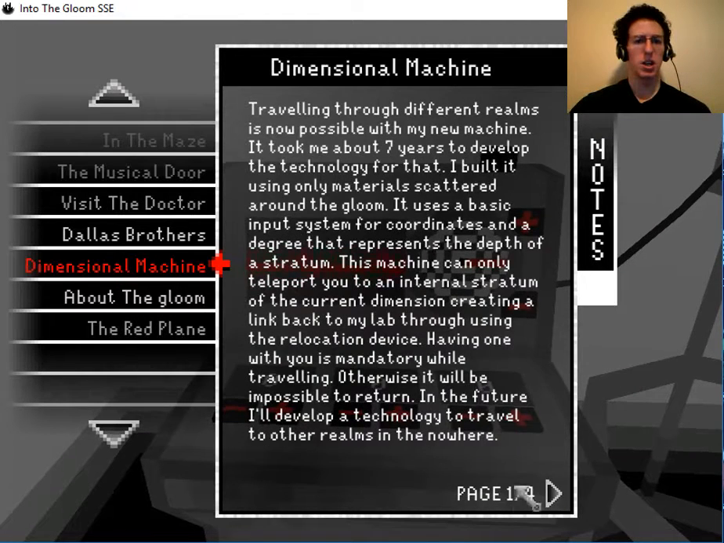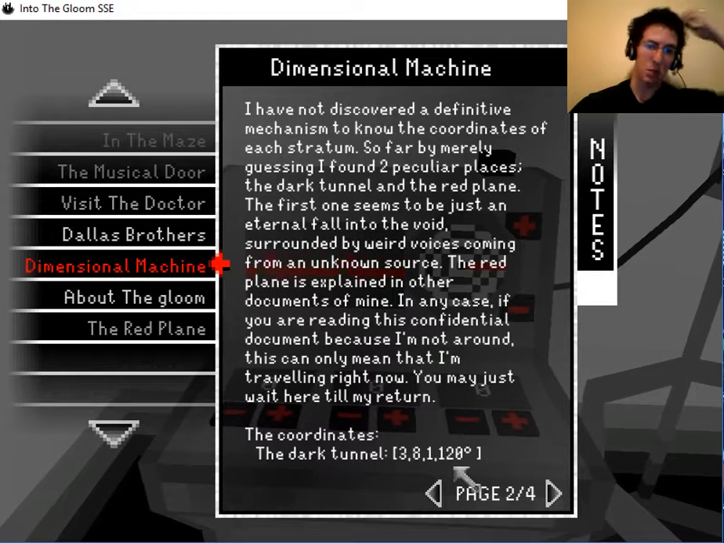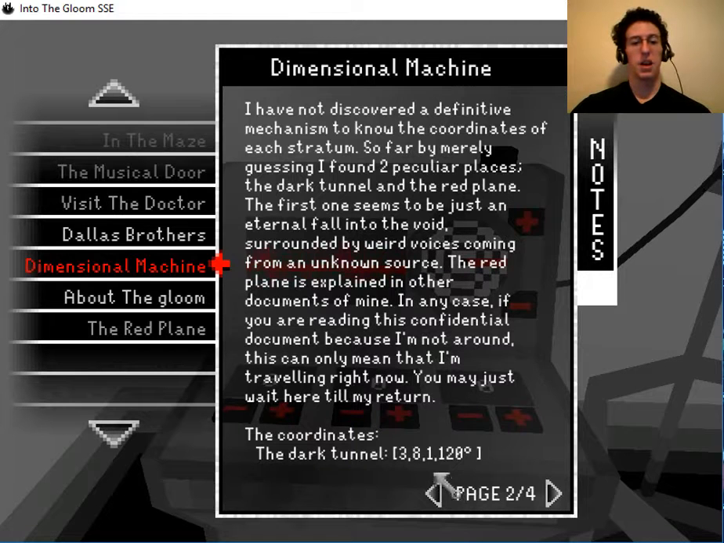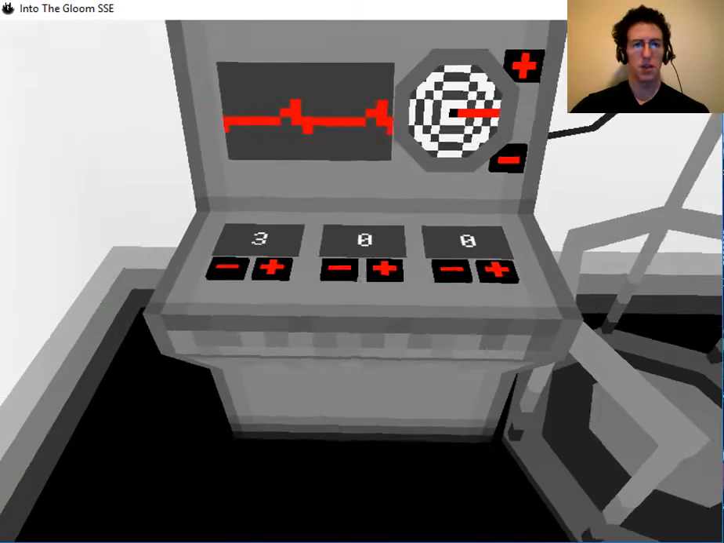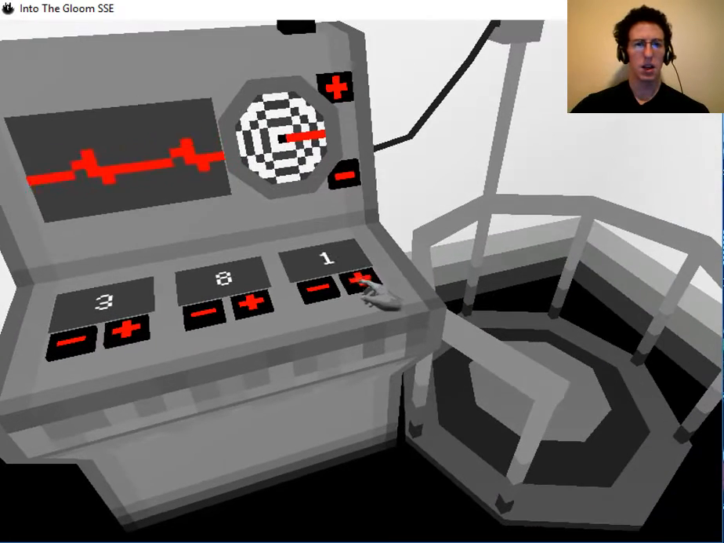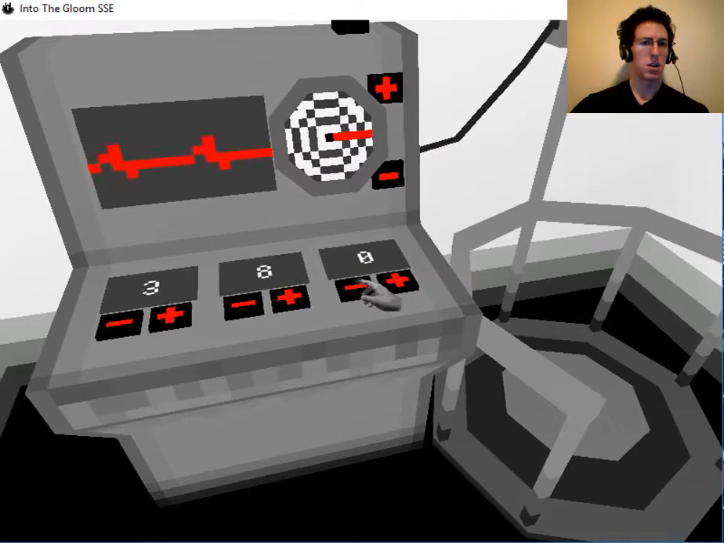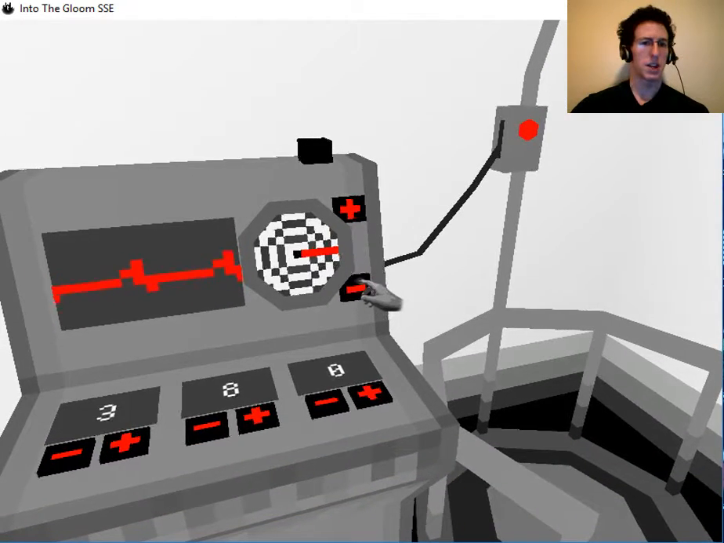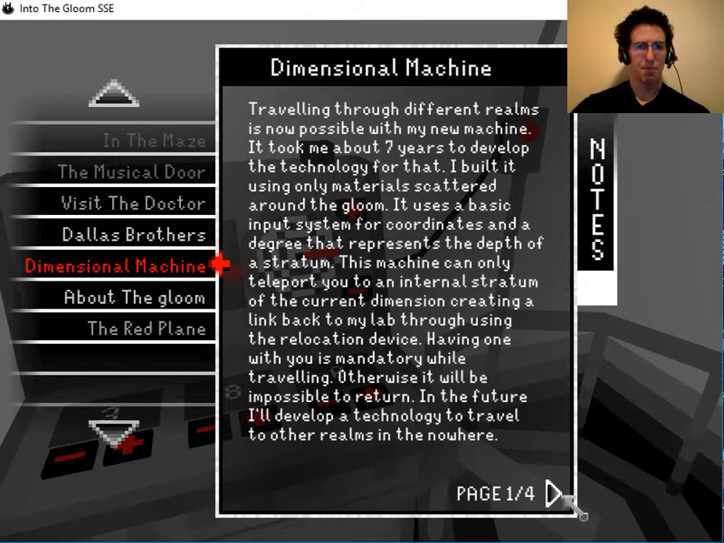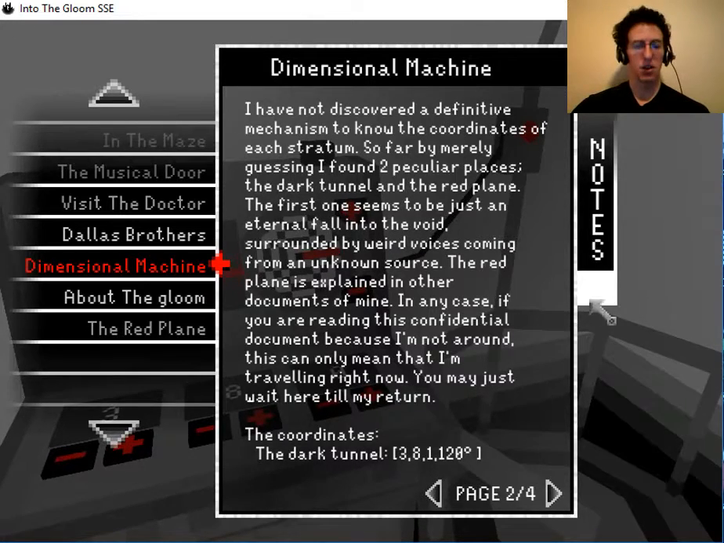Dimensional machine. I'm gonna try the dark tunnel first, just because that sounds like the place I'm not supposed to go. 3, 8, 11, 20. 3, 8. 3801 and 120, 120 degrees.